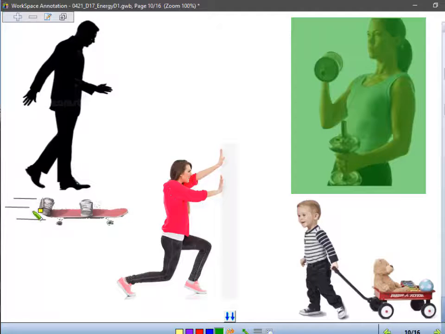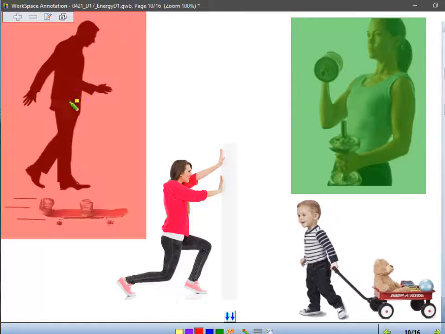What about this guy? The skateboard is coasting along, and he's walking next to it and kind of just watching it. Is he doing work on the skateboard? No, he's not doing work on the skateboard because even though there's distance, the skateboard is moving forward, he is not putting any force on the skateboard. So he's not doing any work because there's no force.